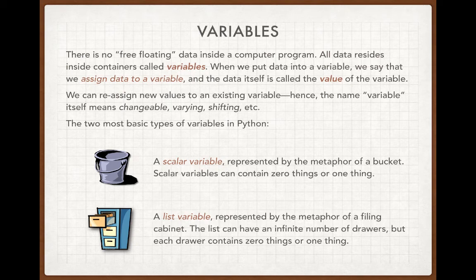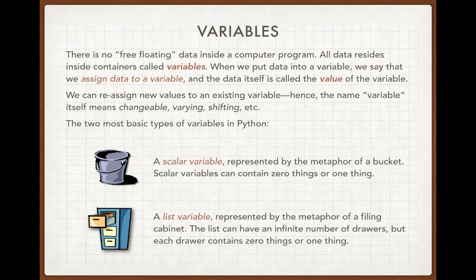The second kind of variable that we're going to see in the next lecture is represented by a filing cabinet. Those we call lists or dictionaries. But with a filing cabinet, the variable is the entire cabinet itself. The filing cabinet has a series of drawers, and in fact, it can have as many drawers as it wants. And believe it or not, you can even have a filing cabinet that has no drawers whatsoever. But every drawer is kind of like a bucket. It either contains one thing or no things.